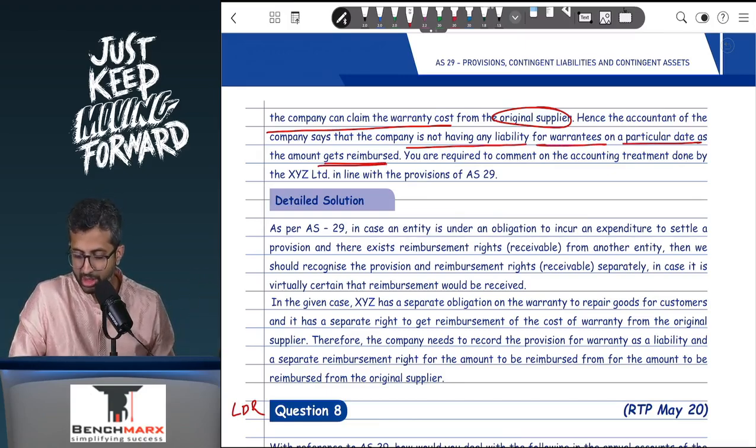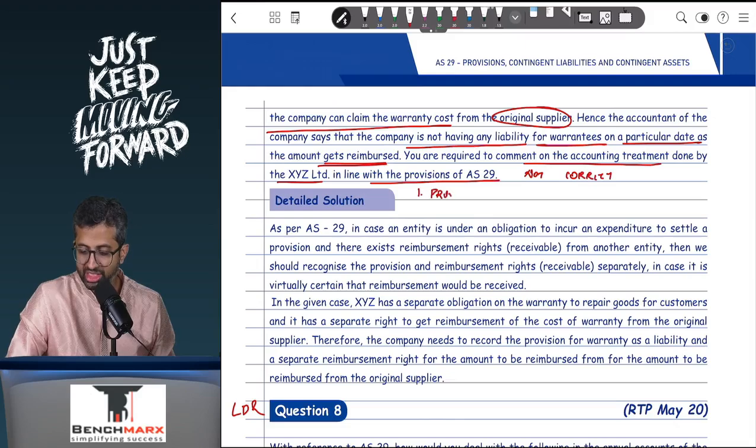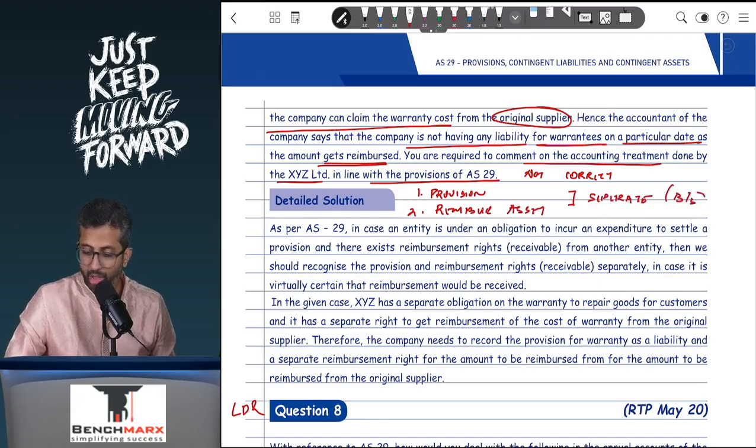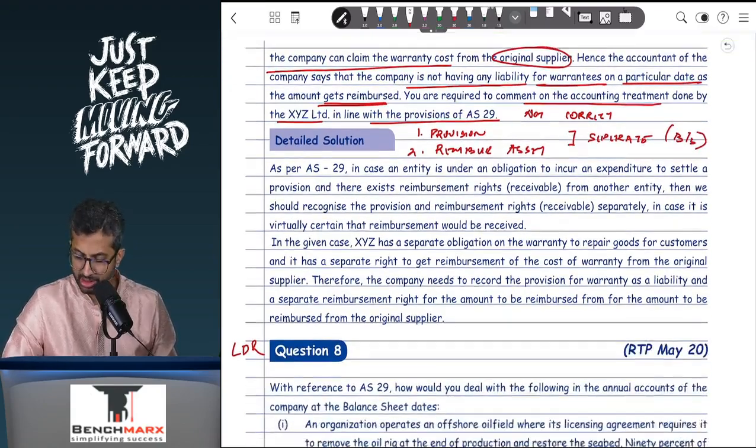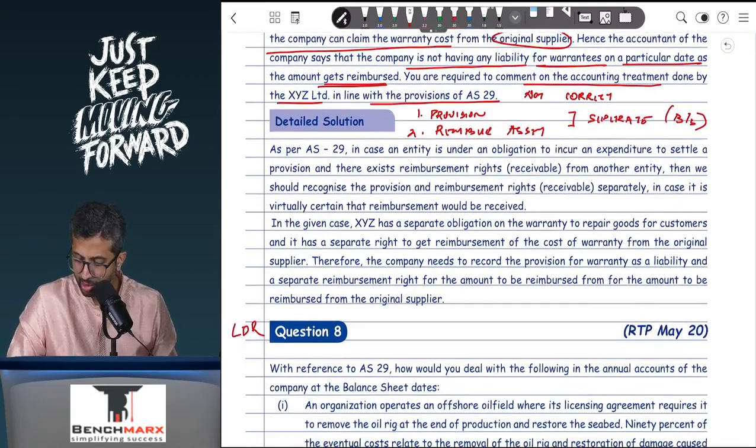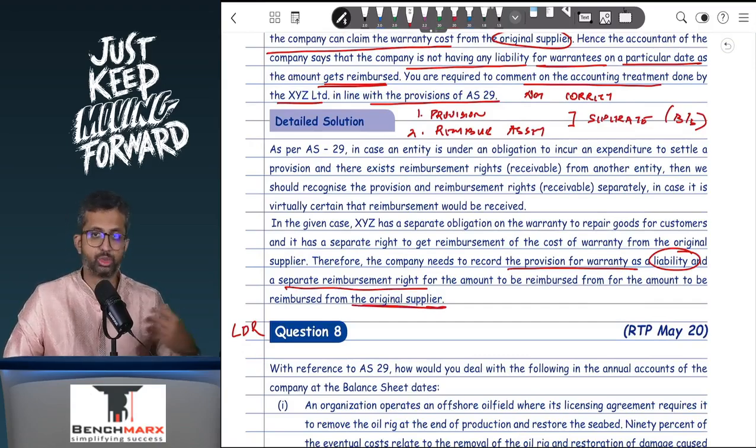As the amount gets reimbursed, you are required to comment on the treatment done by XYZ in line with the provisions of AS 29. Well, this is not correct. You will have to show the provision separately, and if the reimbursement is virtually certain, then a reimbursement asset or a receivable, these have to be shown separately in my balance sheet. Are we clear with this? Yes. So the company needs to record the provision as a liability and the reimbursement separately, right? For the reimbursement from the original supplier, this has to be shown separately in my balance sheet.